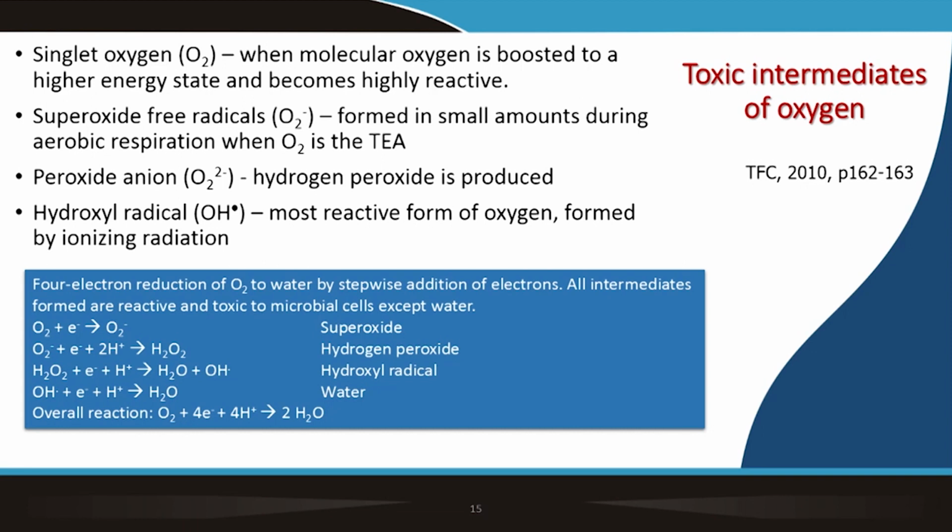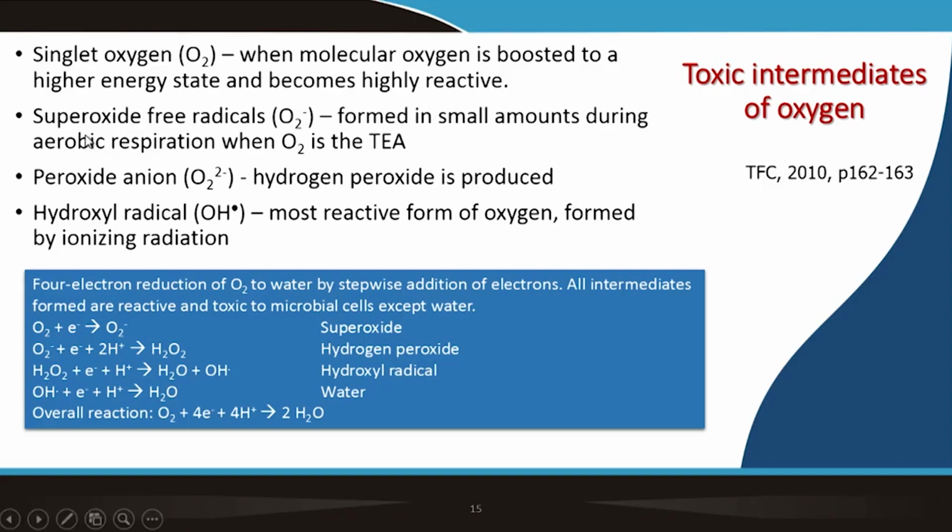Now, all the different aerobic species of bacteria as well as some of the others have different ways of dealing with it. We will come back to that later. So these are the toxic intermediates of oxygen that the aerobic as well as facultative bacteria have to deal with, and we'll come to the other groups of bacteria in a little bit. So we have singlet oxygen, which I said is molecular oxygen. Basically the molecule is boosted to a higher energy state. It becomes highly reactive, and that's one of the toxic intermediates.